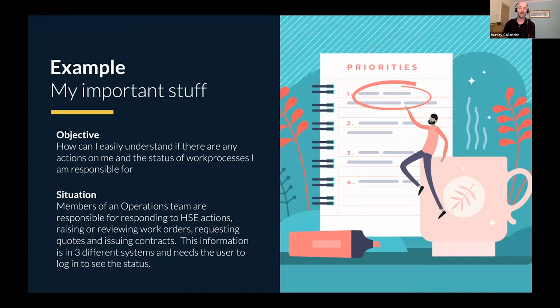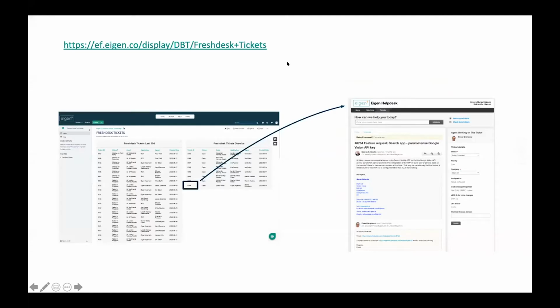So how can I get an easy overview of all that's going on currently? What am I responsible for? What actions are on me? And where are the work processes I'm responsible for that I may be waiting on others? So I'm going to hand over to Miles now, and Miles is going to take us through a demo of what we've done to help our customer with that. Thanks, Murray. Right, I'm just going to get my screen shared.